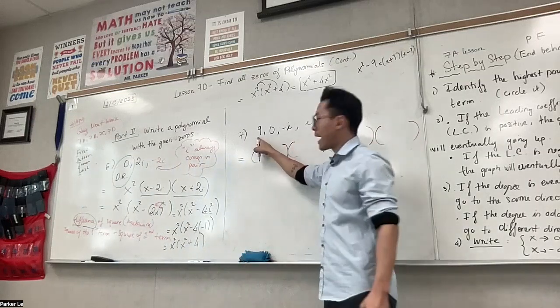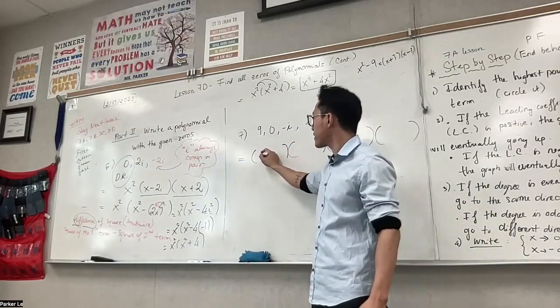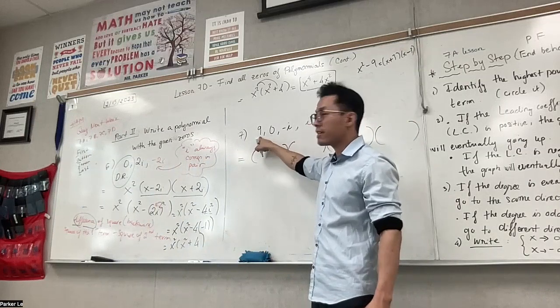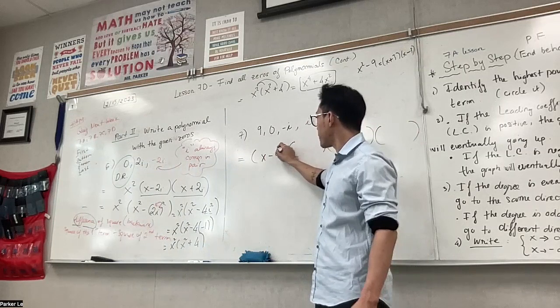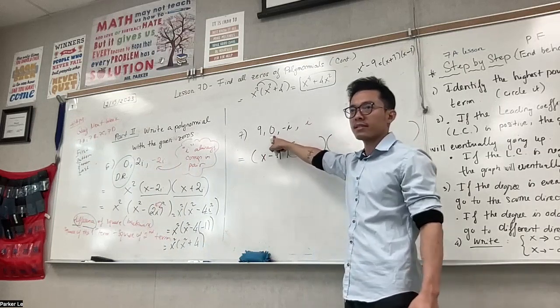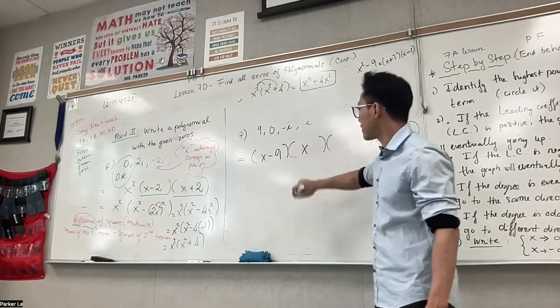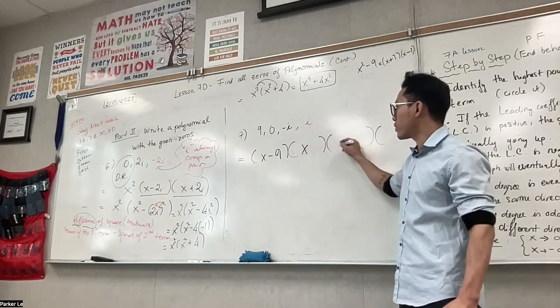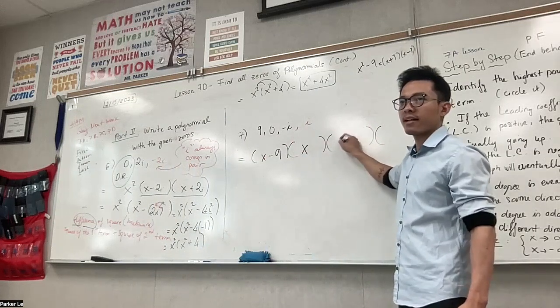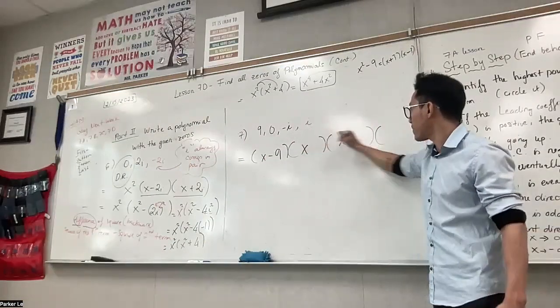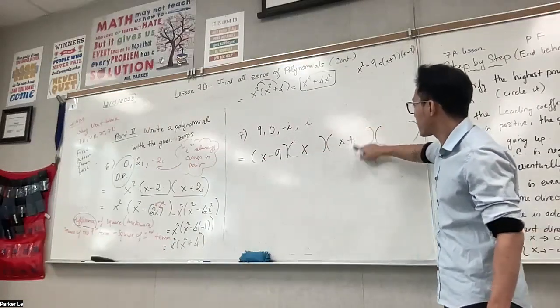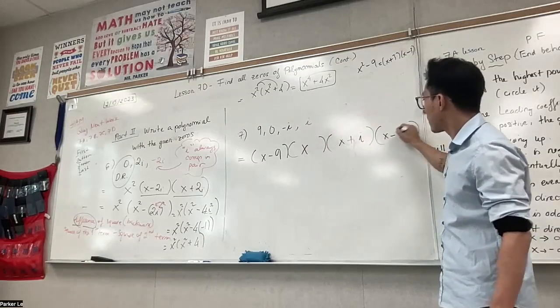Now, Diego, if 9 is the solution, what do you write? If 0 is a solution, what do you write? Good. If -i is the solution, what do you write? X plus i. Right. If positive i is a solution, what do you write? X minus i. Good.